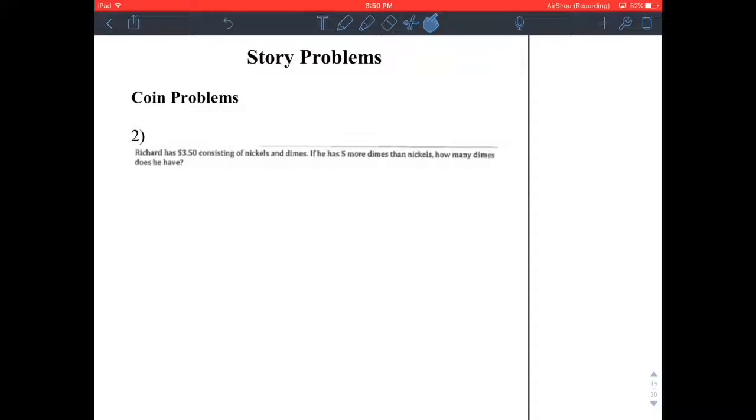Coin problem. Richard has $3.50 consisting of dimes and nickels. So he's got $3.50 in nickels and dimes. He has 4 more dimes than nickels. So let's write that down.